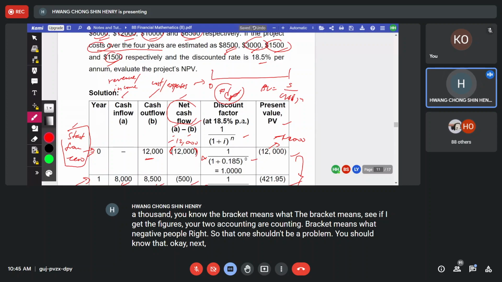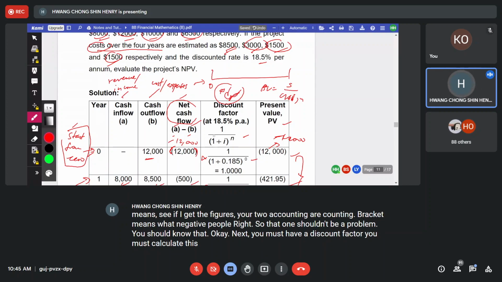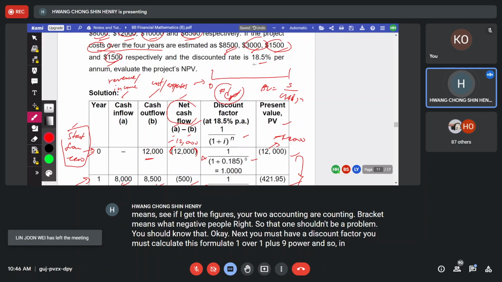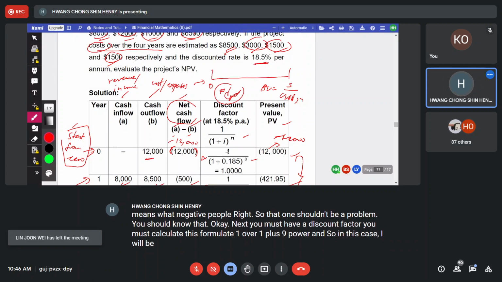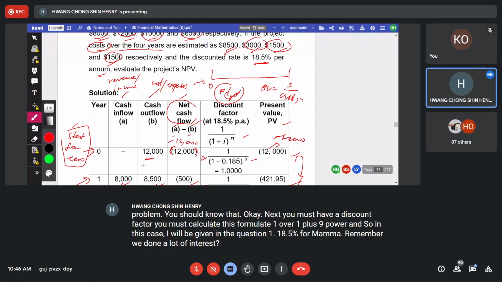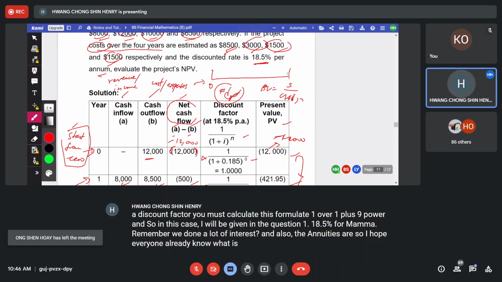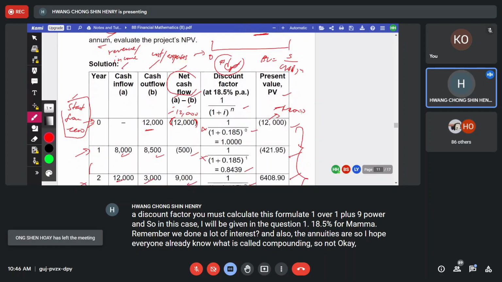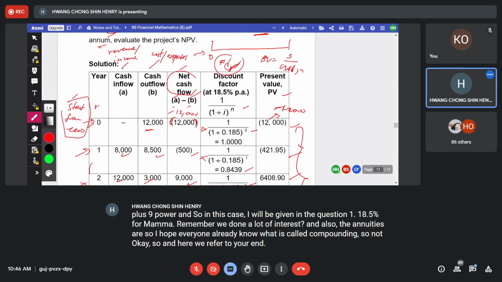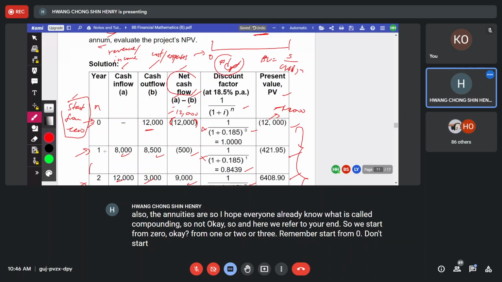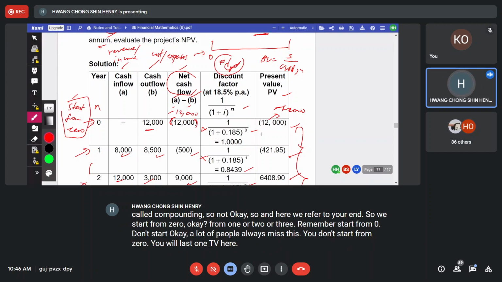Okay, next you must have a discount factor. You must calculate this. The formula is 1 over (1 plus i) to the power n. In this case, the i will be given in equation 1, 18.5% per annum. Remember, we did a lot of interest and also annuities, so I hope everyone already knows what compounding is. The n here will refer to your year, so it starts from 0. Remember, start from 0. Don't start from 1 or 2 or 3. A lot of people always miss this. If you don't start from 0, you will be missing one PV, then your answer here will be wrong.